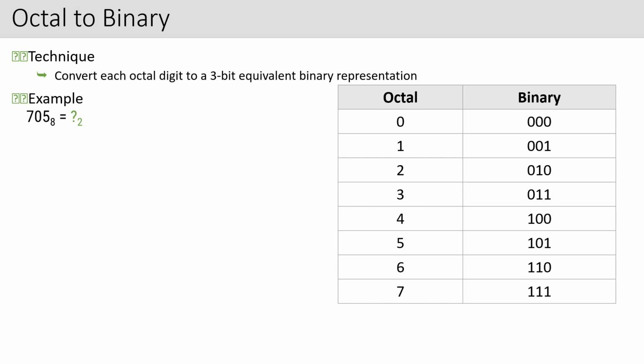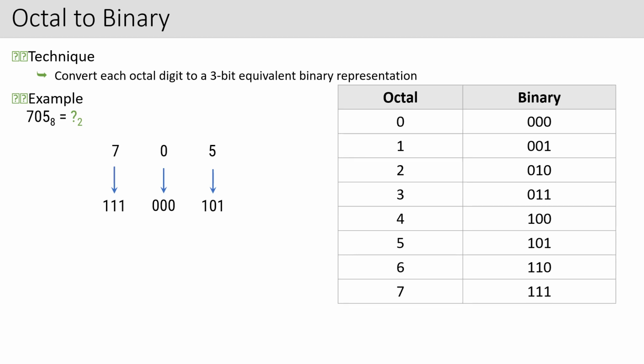Okay. Now I want to convert this 705 (octal). What will I do? What is the binary equivalent of 7? It is 111. The binary equivalent of 0 is 000. And what is the binary equivalent of 5? It is 101. So we are writing.